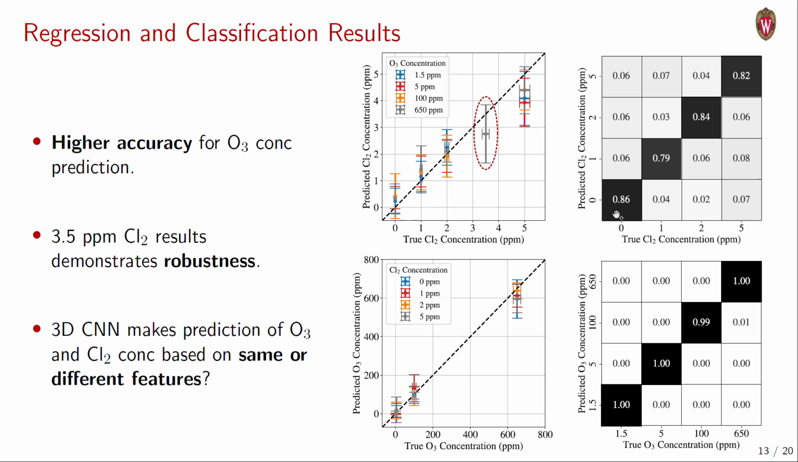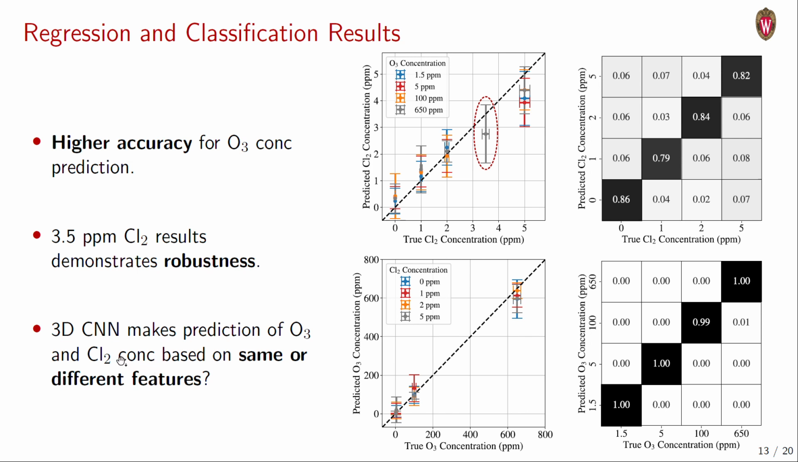For the classification task, we use the confusion matrix to show the classification results. On the x-axis is the true concentration. On the y-axis is the predicted concentration. The diagonal entries show the density of the accurately classified samples. For example, 0.79 here means 79% of the true 1 ppm chlorine samples were correctly classified as 1 ppm. Chlorine concentration classification was 83% accurate, and for ozone, it was very close to 100%.